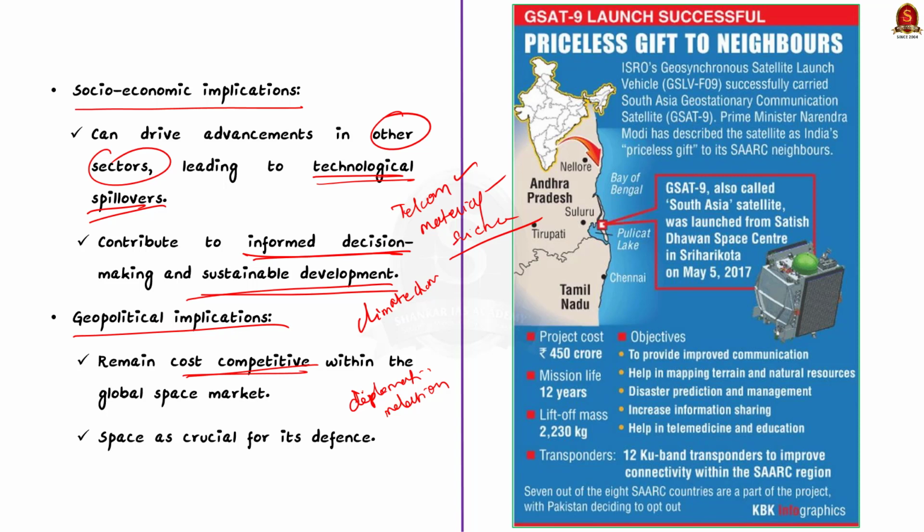For example, South Asia Satellite GSAT-9 was launched by ISRO for the South Asian Association for Regional Cooperation (SAARC) region. SAARC countries would receive communication, telemedicine, meteorological forecasting, and broadcasting benefits from this satellite. Secondly, India sees space as crucial for its defense, especially with China's growing military and space capabilities. Using satellites for intelligence and surveillance helps monitor disputed areas in the Himalayas and supports naval operations in the Indian Ocean.